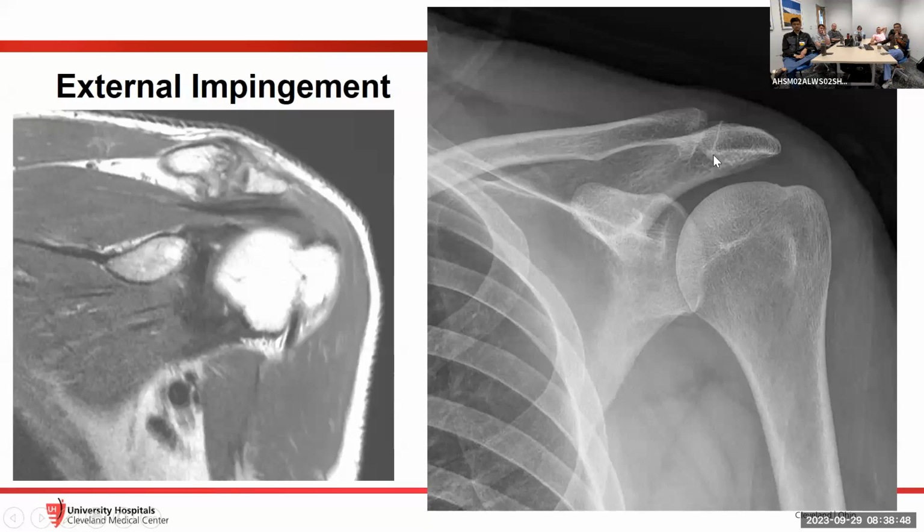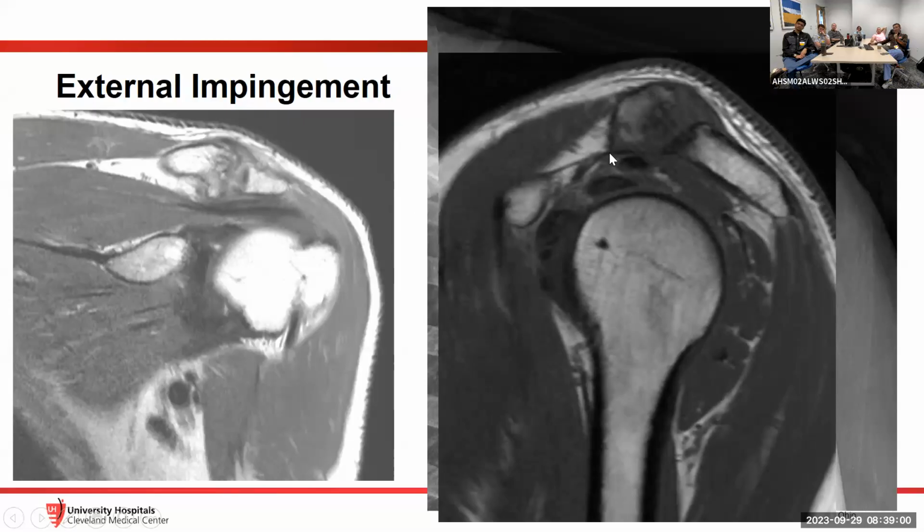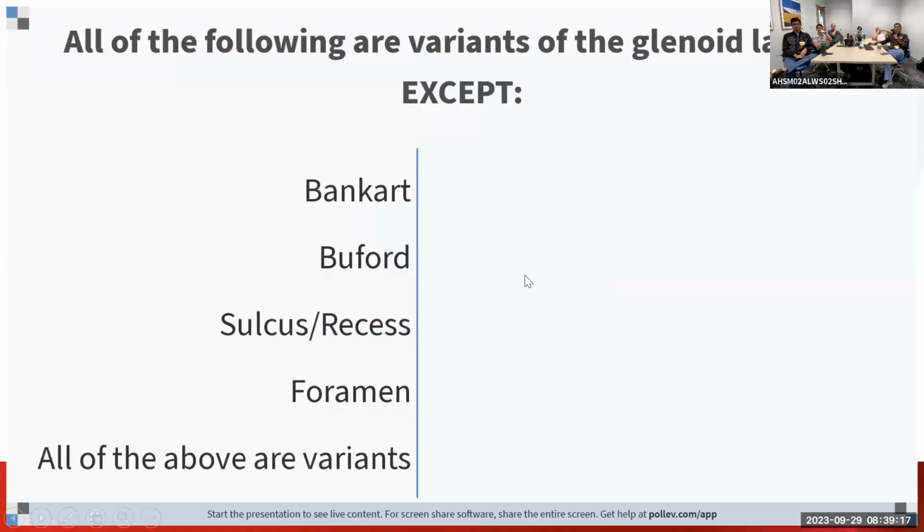External impingement, here's a nice case of acromioclavicular osteophytes here inferiorly. You can see on the MR that they're causing mass effect on the traversing supraspinatus myotendinous junction, which can be a source of pain. Here's on the sagittal plane, we have obliteration of that underlying fat. So this is why muscle atrophy is important, basically, correlated with extended tendon tear and is associated with tear recurrence after surgical repair, so it's important to comment for us.